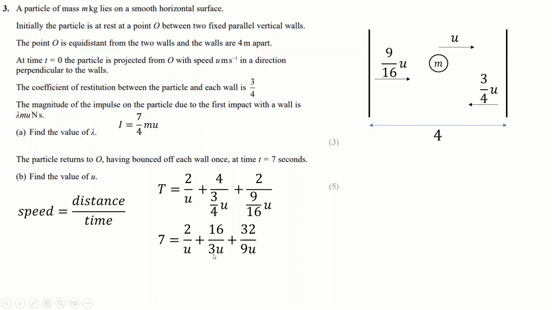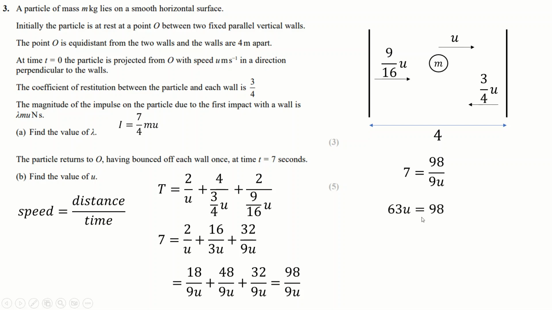32 over 9 there. Times this one by 9, times this one by 3, and we get this. Add them all together, and we get this. So, and then I think, is there some cancelling to do? No, 7 equals that, times across, and divide through, and we get this as our value of u.